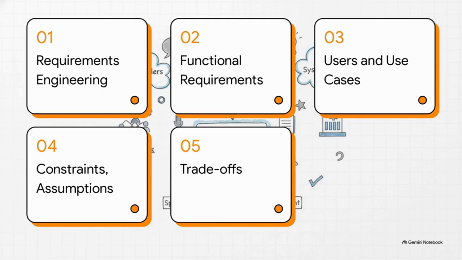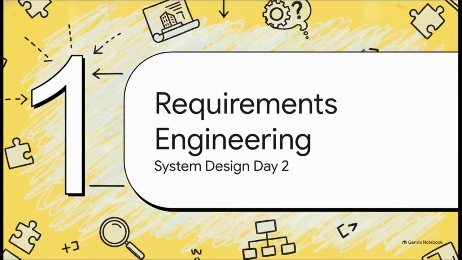Here's our game plan for today. We'll start with the blueprint, then break down functional versus non-functional requirements. After that, we'll define our users and use cases, map out our constraints and assumptions, and finally, we'll tackle the art of trade-offs.